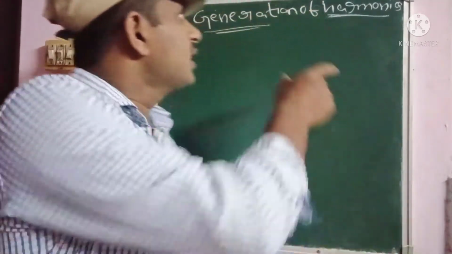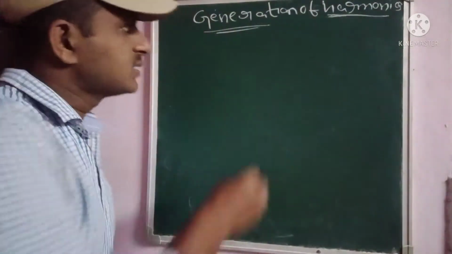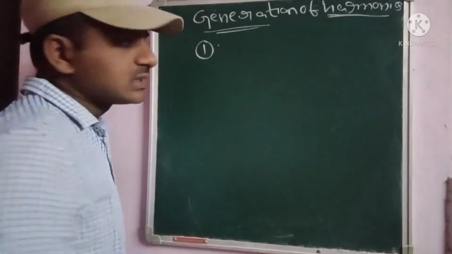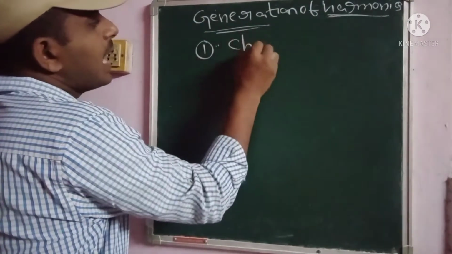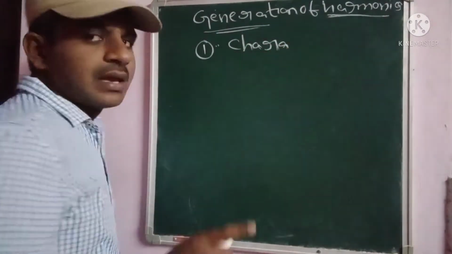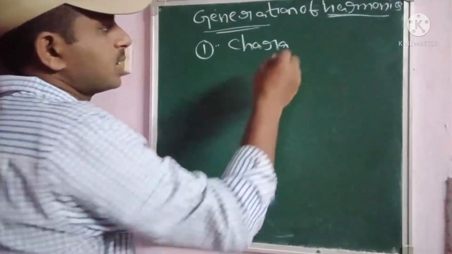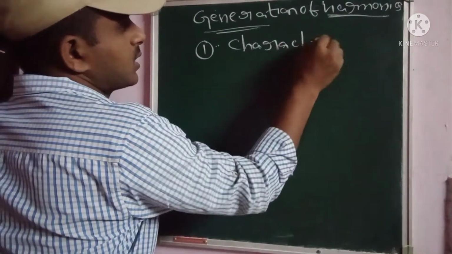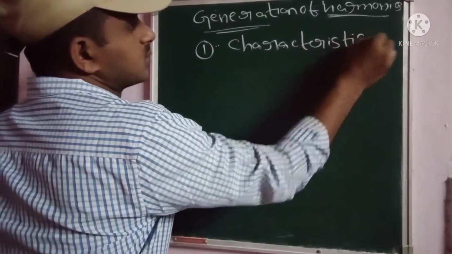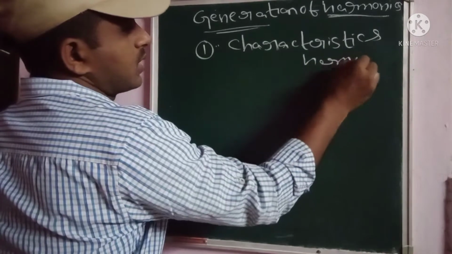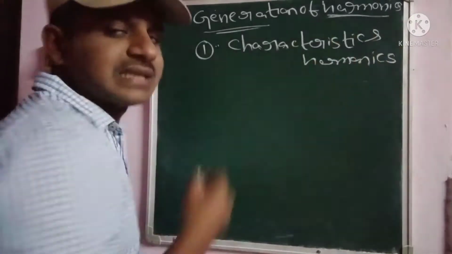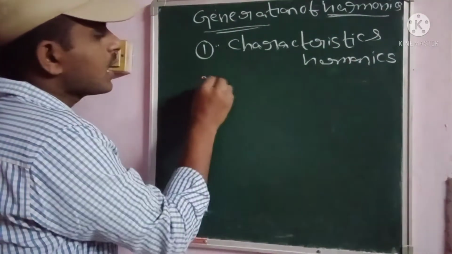So according to the generation of harmonics, there are two types of harmonics. The first one is the characteristic harmonics, very important. And the second one is the non-characteristic harmonics.